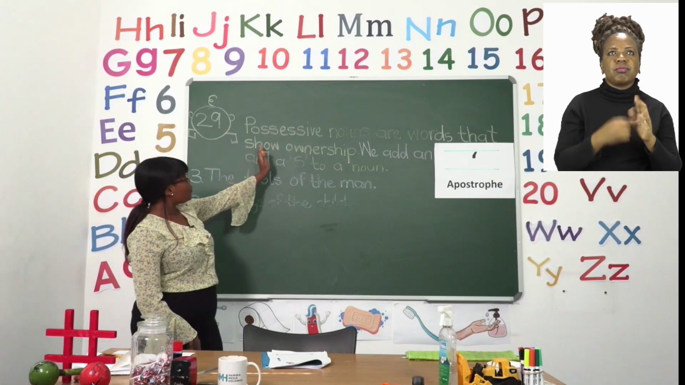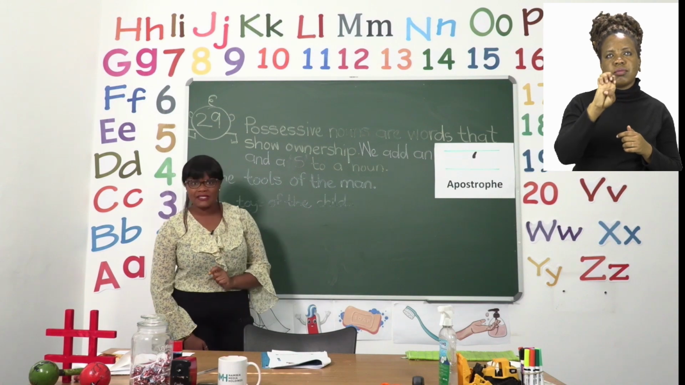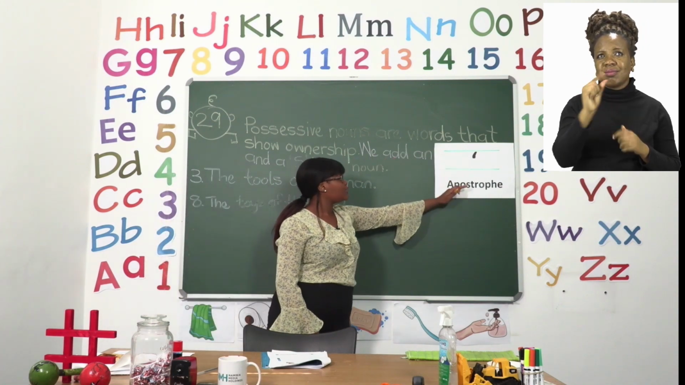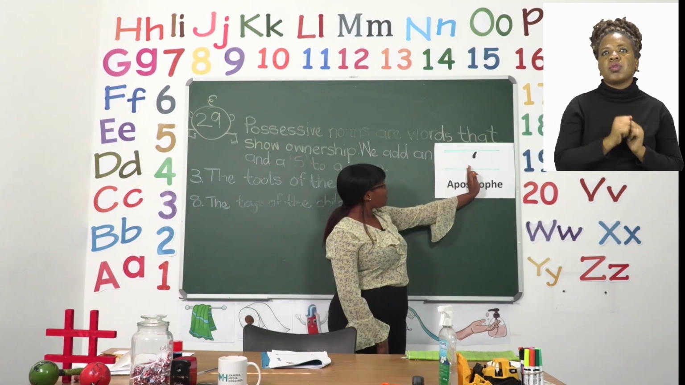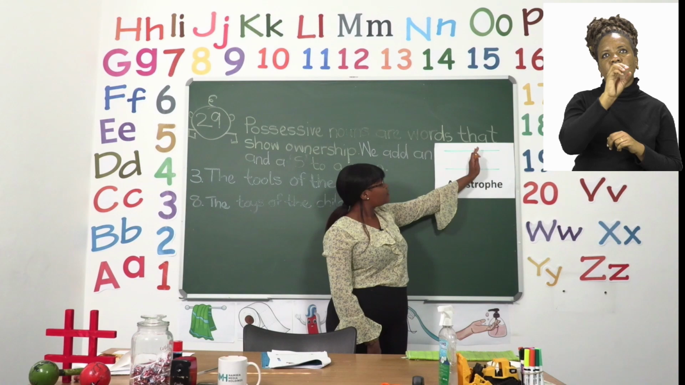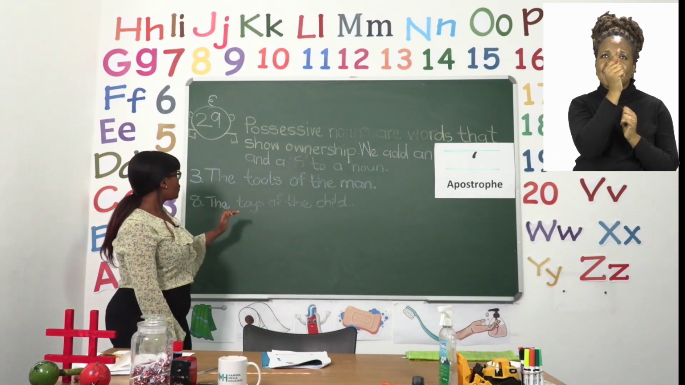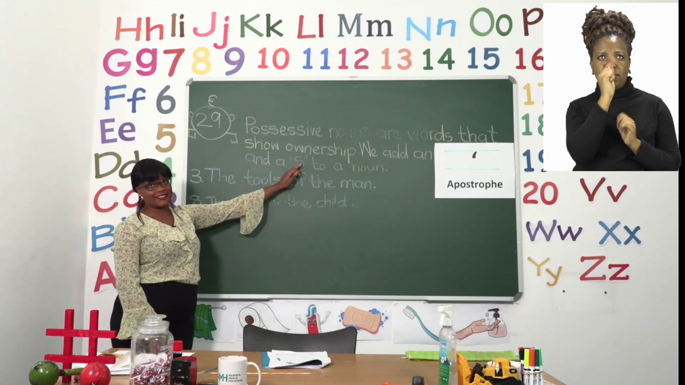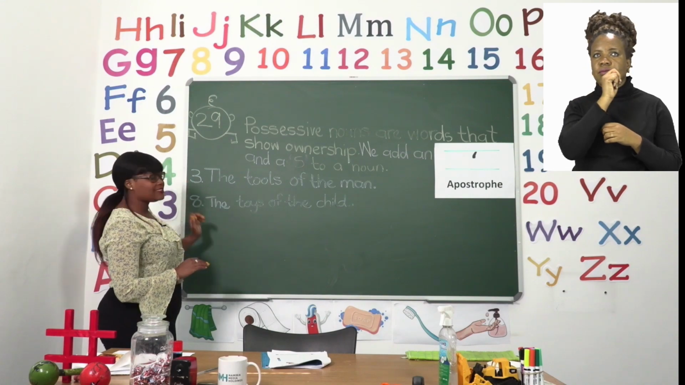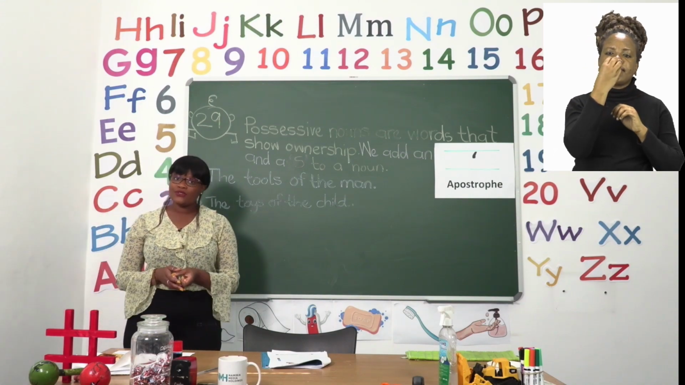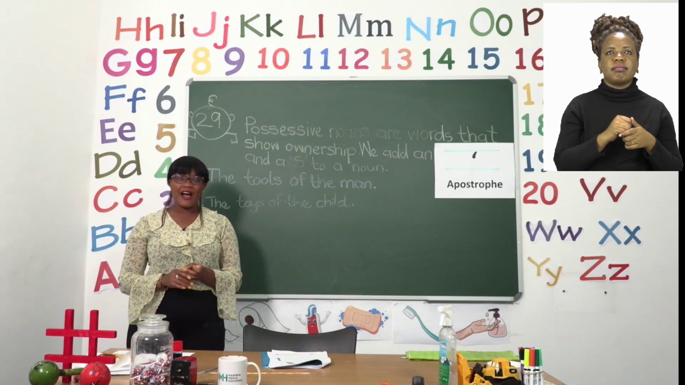Now, like we said before, possessive nouns are words that show ownership. And when we are making possessive nouns, we add an apostrophe. This is an apostrophe. An apostrophe sits above the bottom line, but does not touch the top line. Once we have our apostrophe, we also add an S to the word. So we are now going to change number 3 and number 8 so that they have an apostrophe and an S. And then we will have our possessive noun.